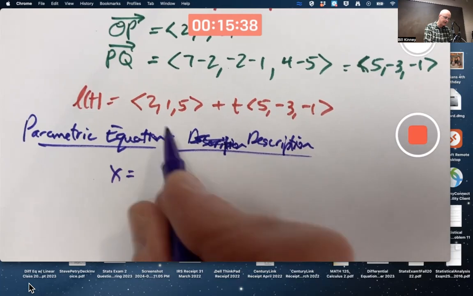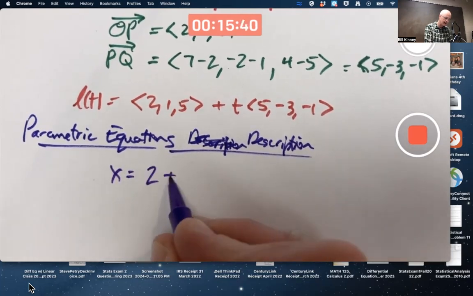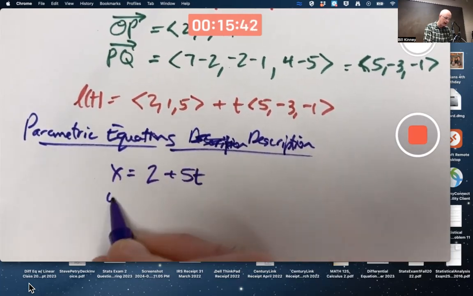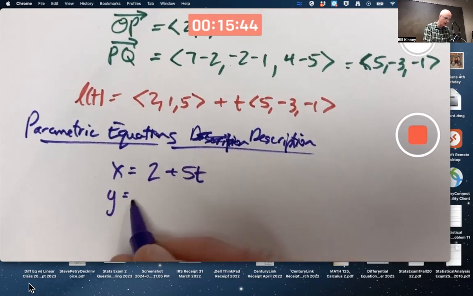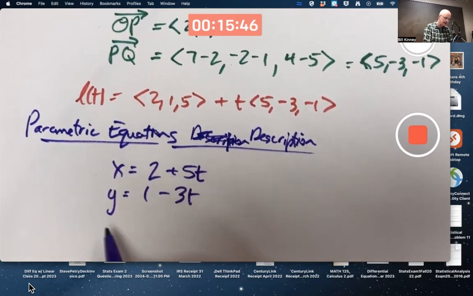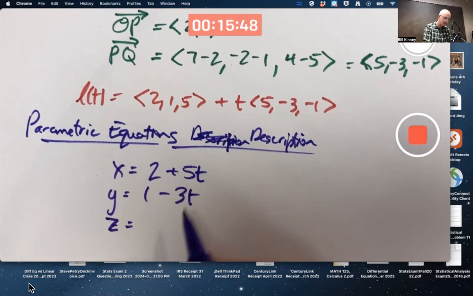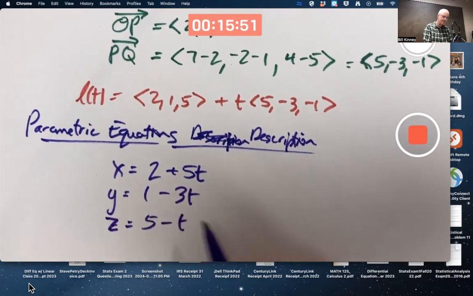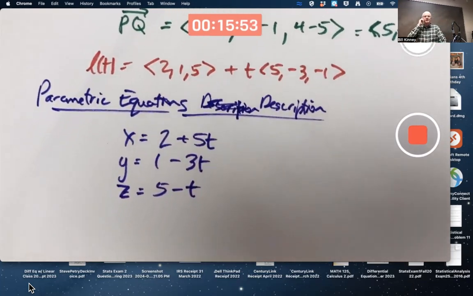X is going to be, look at the first components, 2 plus 5t. Y is going to be, look at the second components, 1 minus 3t. Z is going to be the third components, 5 minus t. That's the parametric equations description. You're thinking of it without referring to vectors. But you're seeing the coordinates x, y, and z of the points on the red line all depend on the parameter t.